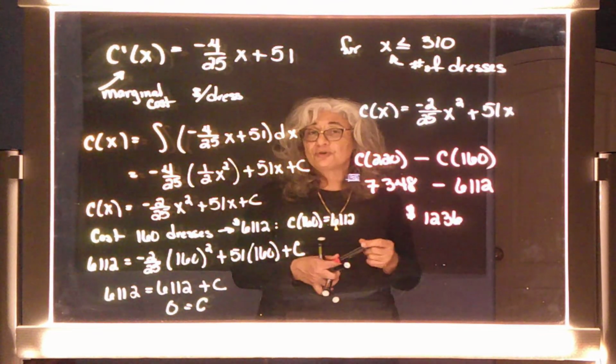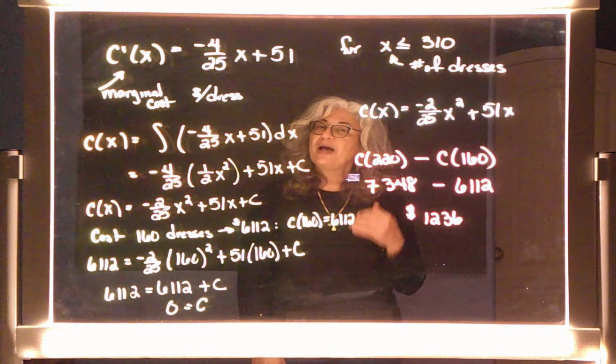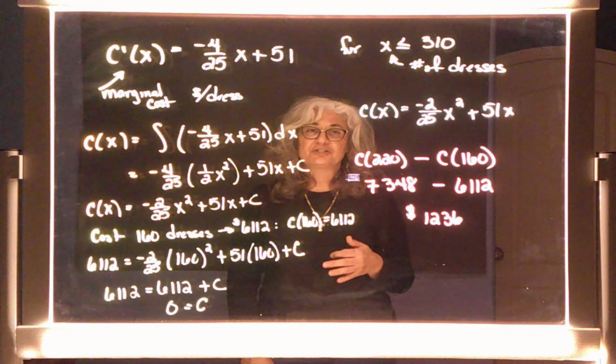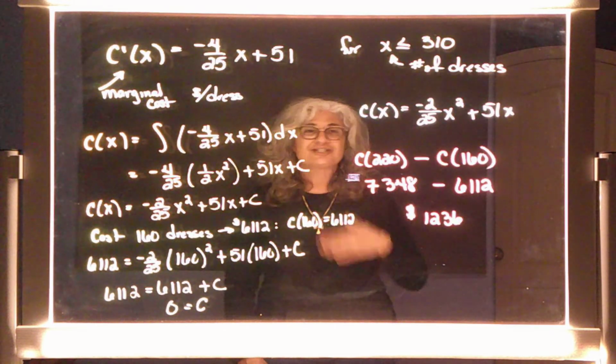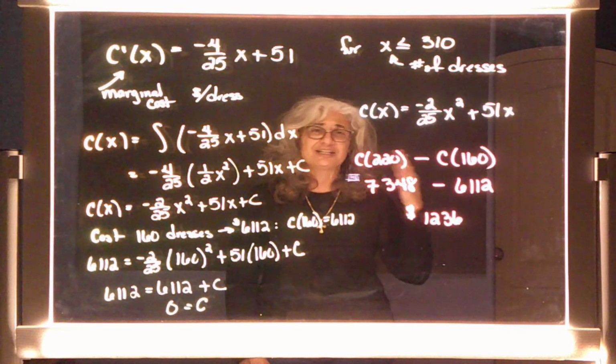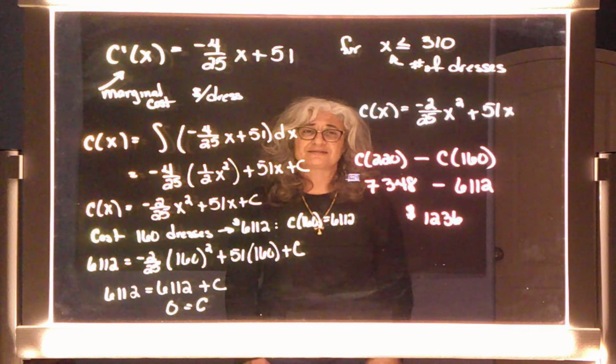And so I ended up with the cost of those 60 dresses between 161 and 220 is $1,236. Cool? Okay. You have to be careful because, as I mentioned, the more you make, the less each item should cost, because you've got the process running and running and running. It should cost less and less and less.